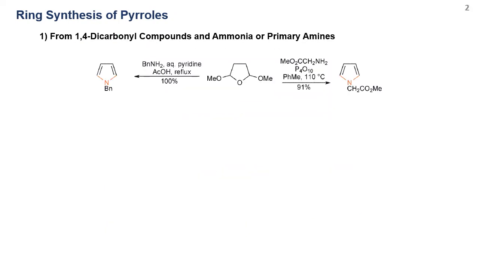In this example, you can see that you don't need to start from the ammonia. You can have primary amines that connect to some groups, and finally you will get the Pyrrole that has N substituents.